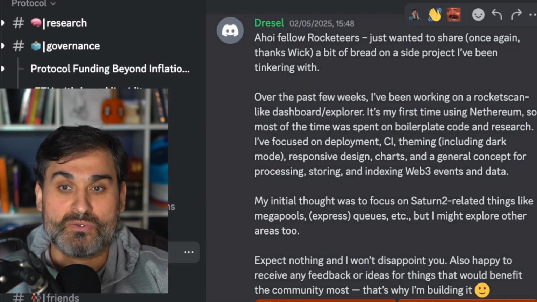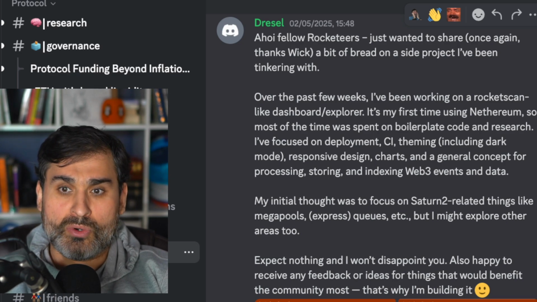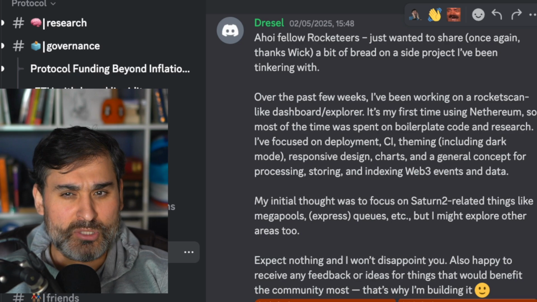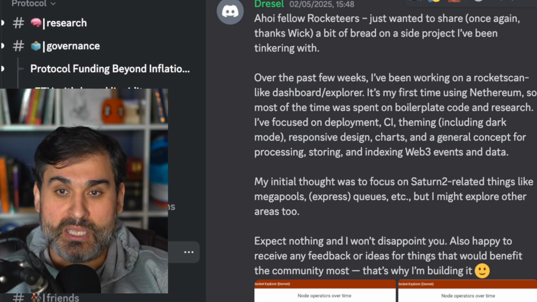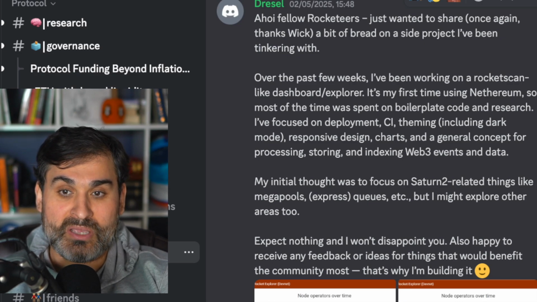So it says over the past few weeks, I've been working on a RocketScan like dashboard explorer. It's my first time using any Ethereum. He says most of the time was spent on boilerplate code and research. He said I focused on deployment, CI, theming, including dark mode, responsive designs, charts, and a general concept for processing, storing, and indexing Web3 events and data.